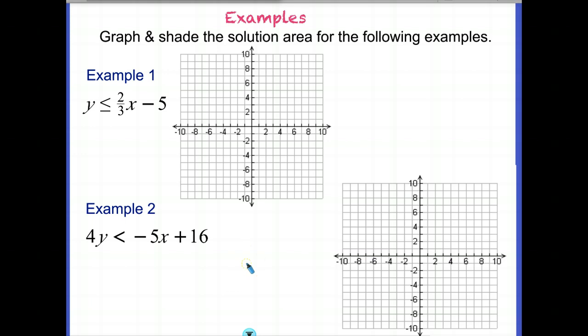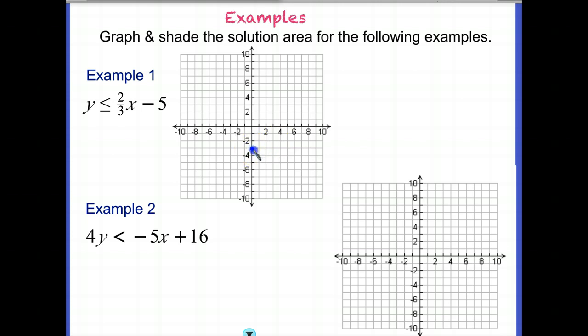Here's an example. We want to graph and shade the solution area for the following. Example 1 looks just like a linear equation. It's in the form y equals mx plus b, so it should be fairly straightforward to graph. First thing is to plot our y-intercept. We want to plot the y-intercept at -5. We know that b, this number on the end, represents our y-intercept. So I'll go ahead and put a point here at -5. And maybe let's make that a blue point.